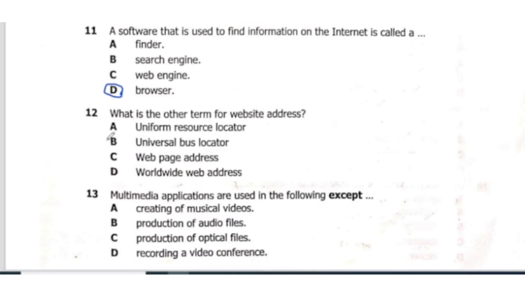Okay, we go to question number 12. What is the other term for website address? Okay, A, uniform resource locator. Let's go check others, but this one is the correct answer. Universal bus locator, no. Web page address, nope. World Wide Web address. The correct answer is A.